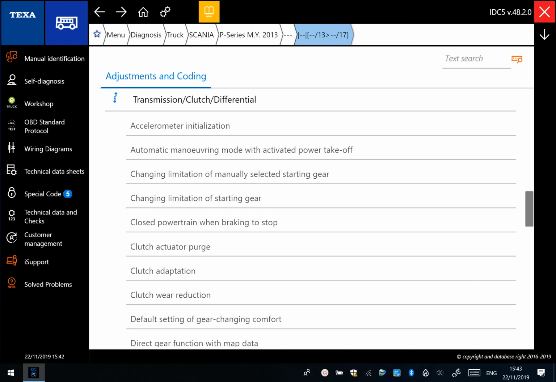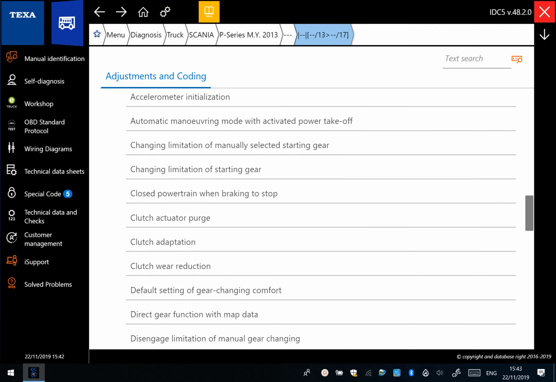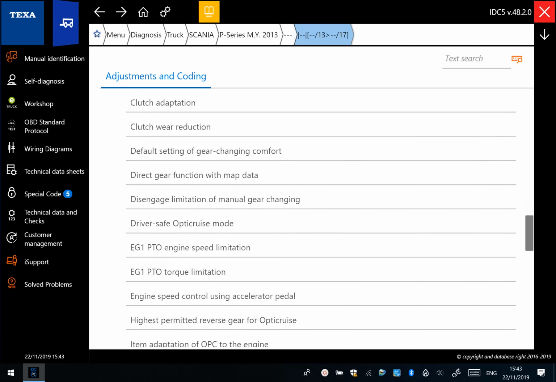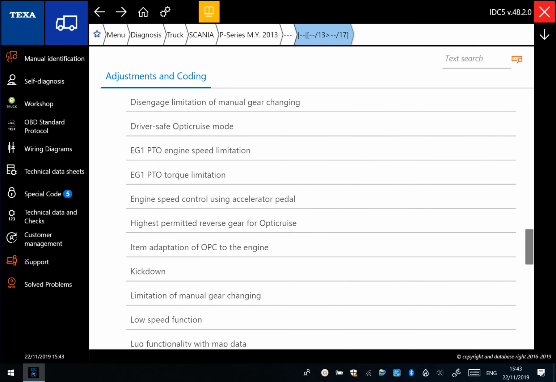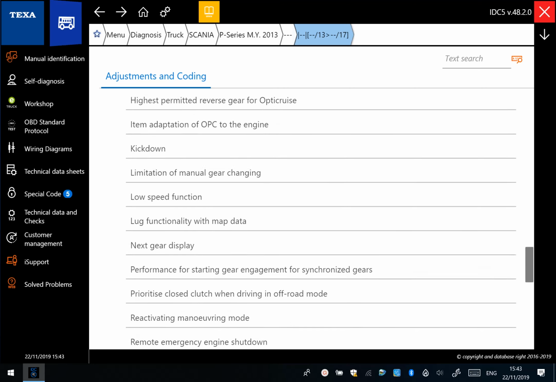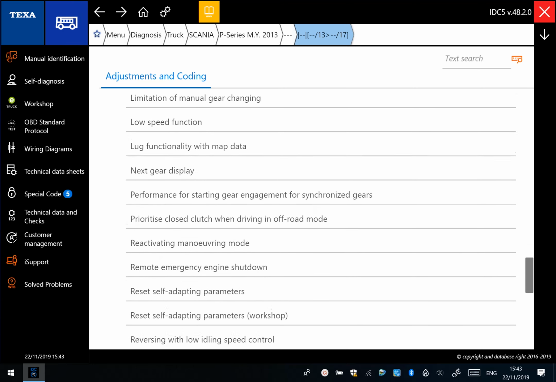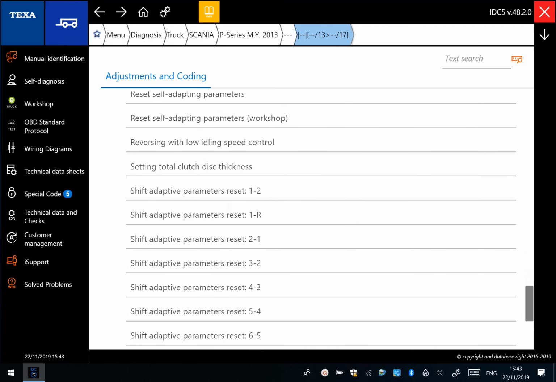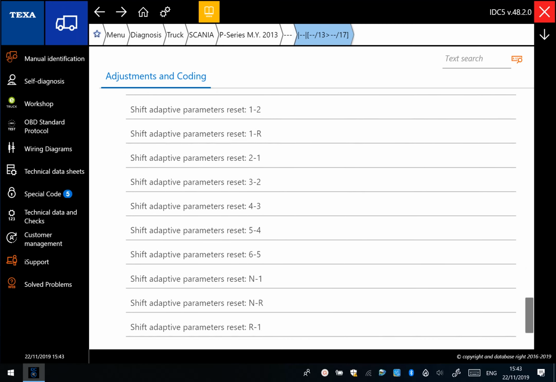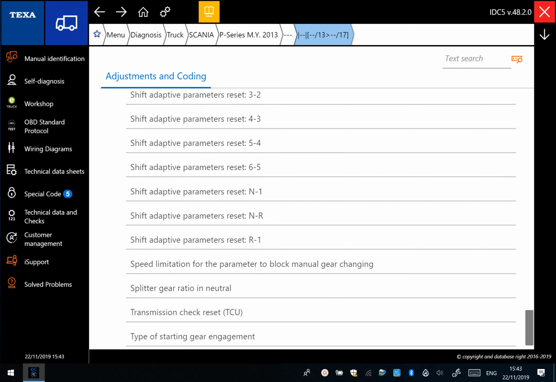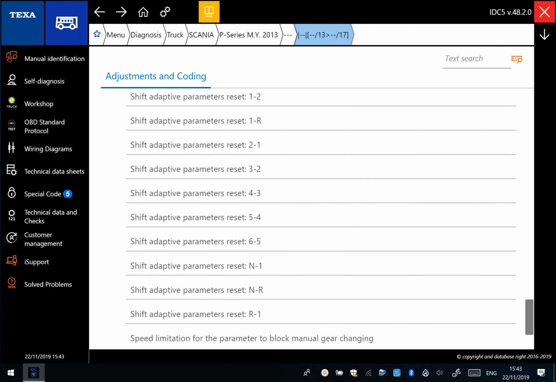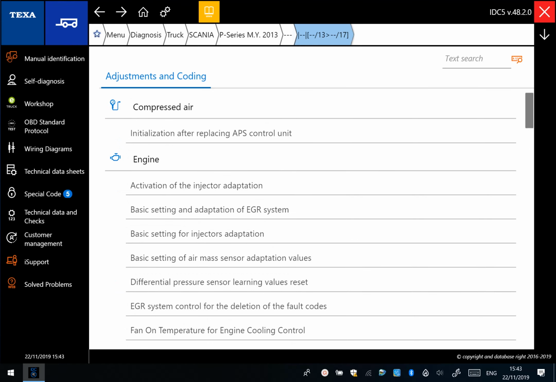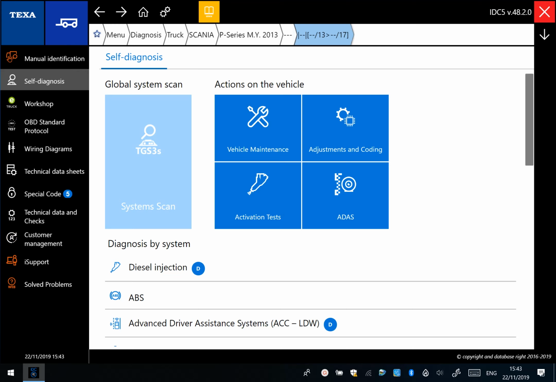So again, if you're putting a new clutch in, there's going to be the ability to program those. And again, I'll just scroll down slowly. Again, you can see the level that you can get to. So you see we've got some shift adaptive parameters resetting, and so on. So I'll just scroll back up. Just go back to the main page again.